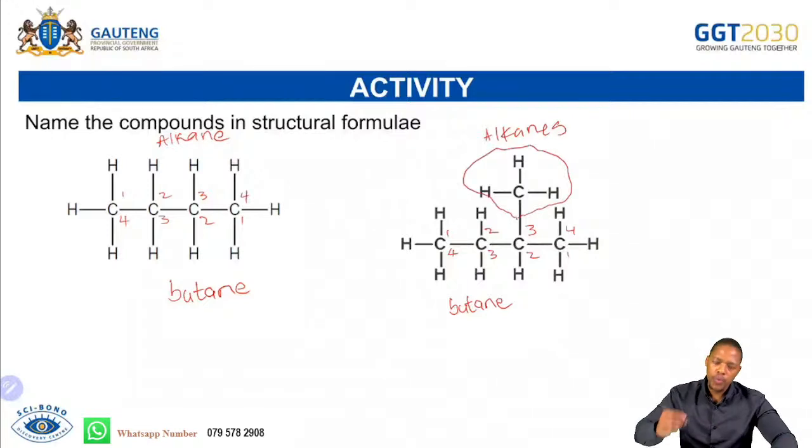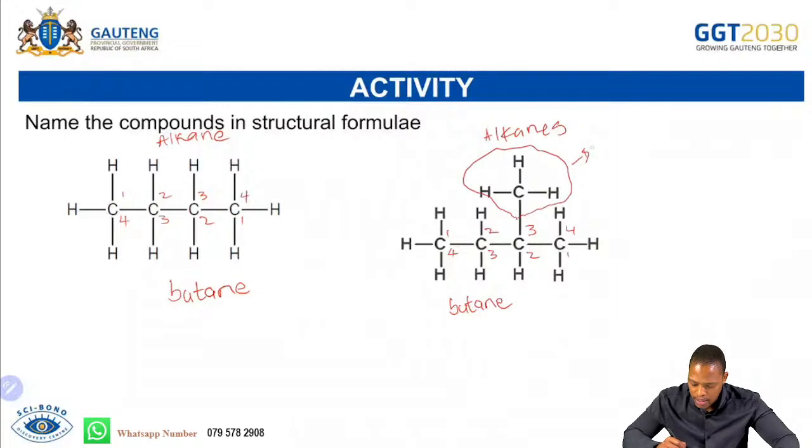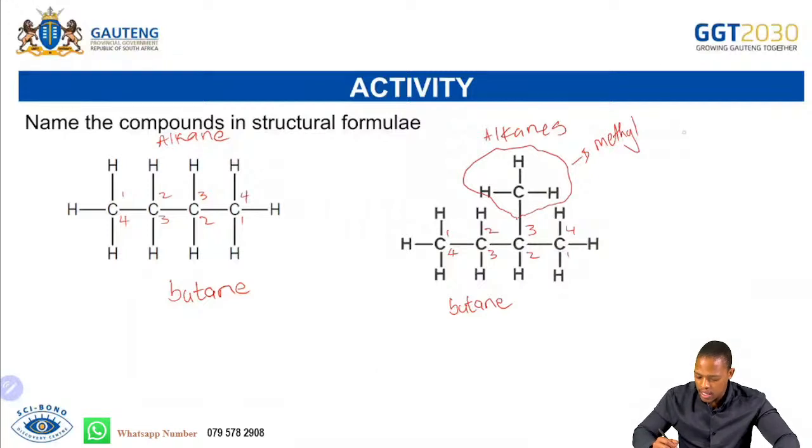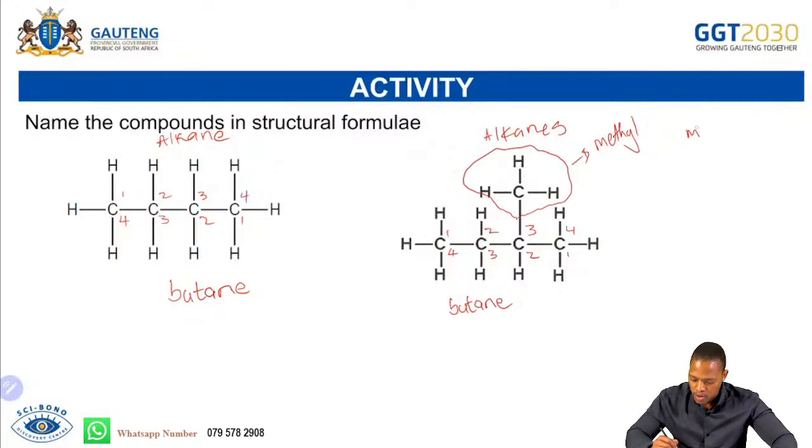Okay, so what do we call this attachment, grade 12? This attachment, grade 12, is called a what? A methyl, right? It's a methyl. This is a methane that is short of one hydrogen. I mean, if it had 4 hydrogens, it would have been a methane. So it is short of 1 hydrogen, so it needs to attach itself to something. Therefore, we put -yl on it, and it becomes what? A methyl.